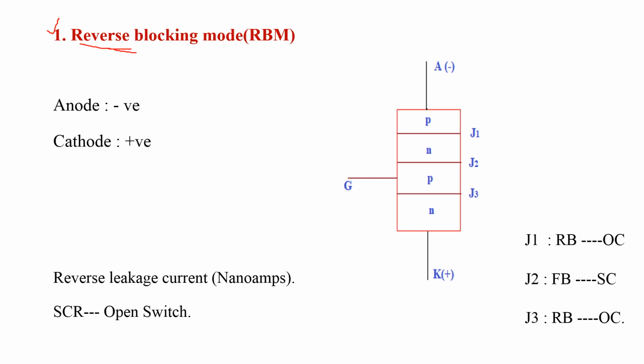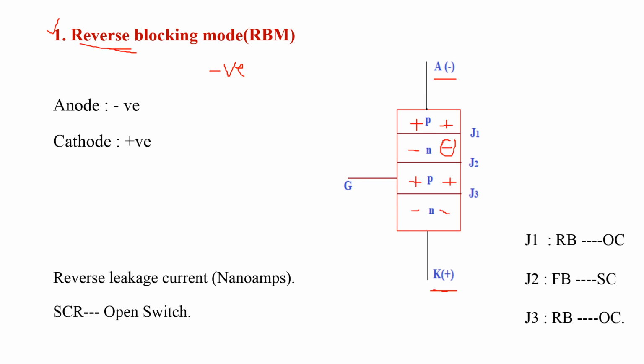In reverse blocking mode, we apply a negative voltage across anode and cathode. That is nothing but anode is negative and cathode is positive. And we know in the P layer the majority charge carriers are holes, that is positive charge carriers. In the N layer the majority charge carriers are electrons, that is negative charge carriers. Similarly, in the P layer positive, that is holes, and in the N layer negative, that is electrons.